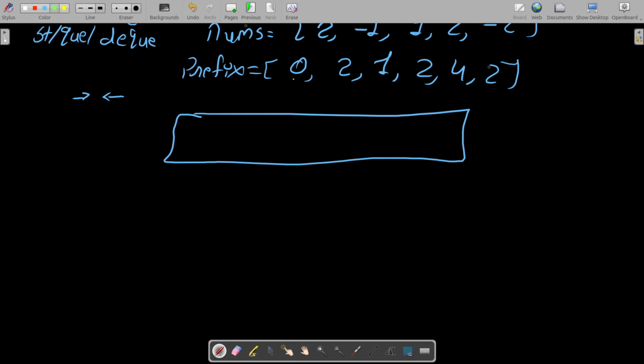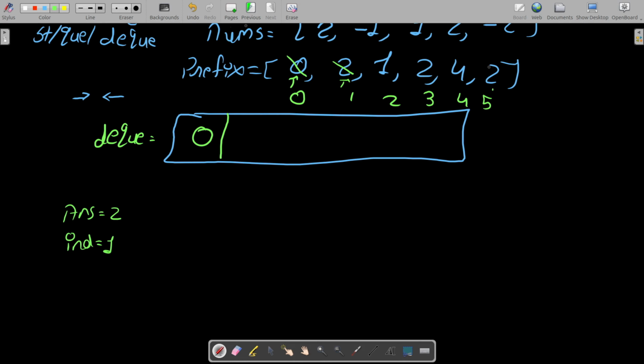So we got to this point, first 0, but our dq is empty, so there is nothing here to compare, so we would just insert 0. Then we would go to the first index, right? 2. So our answer is 2, currently, and we are at index 1. Let me write the indexes also, so we could get it. So these are the indexes.